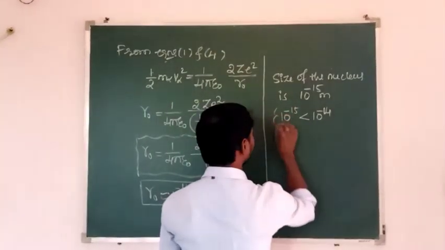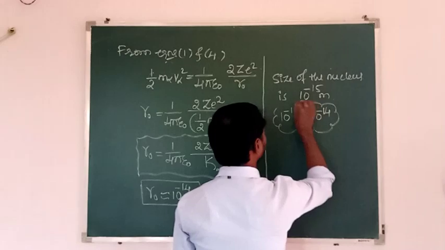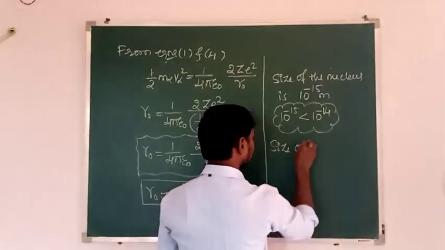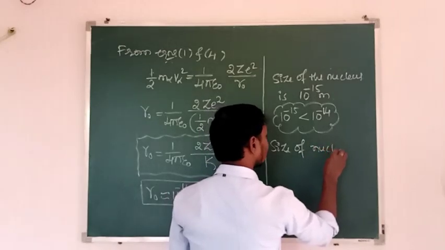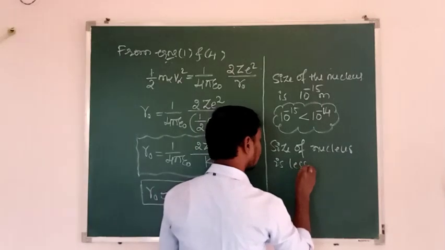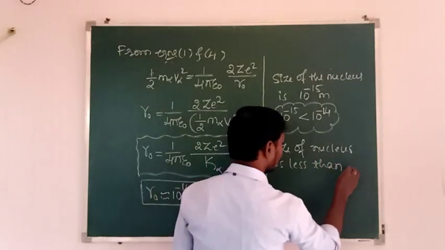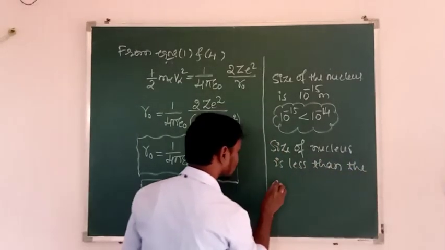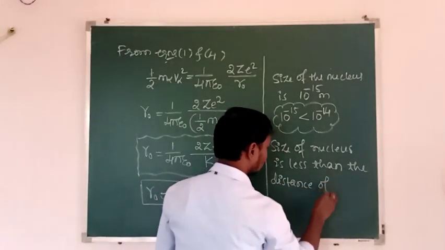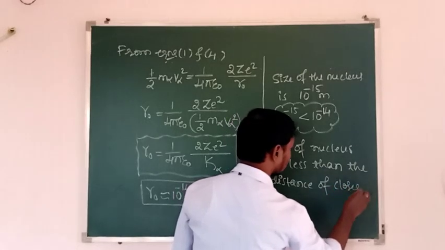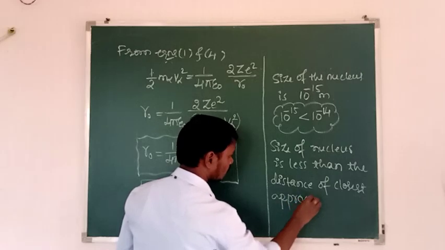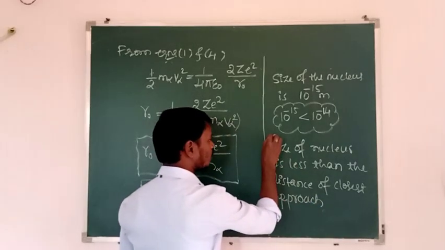So what it is indicating now, the size of the nucleus is less than the distance of closest approach. This is very important.